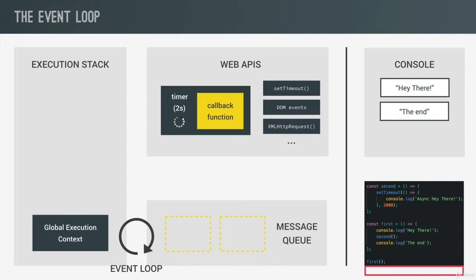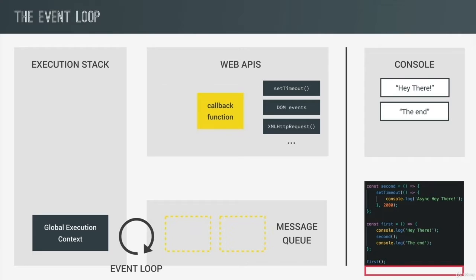Now let's suppose that our 2 seconds have passed, and so the timer disappears. But what happens to our callback function now? Well, it simply moves to the message queue, where it waits to be executed as soon as the execution stack is empty. And this is exactly what happens with DOM events as well. Remember that? And that's because it actually works the exact same way.